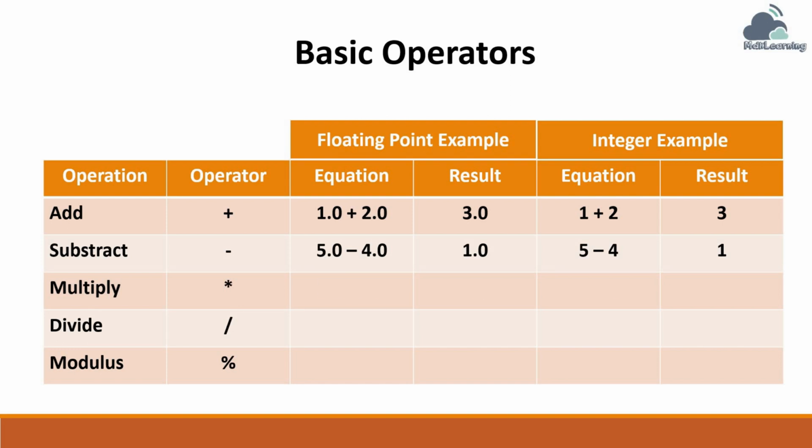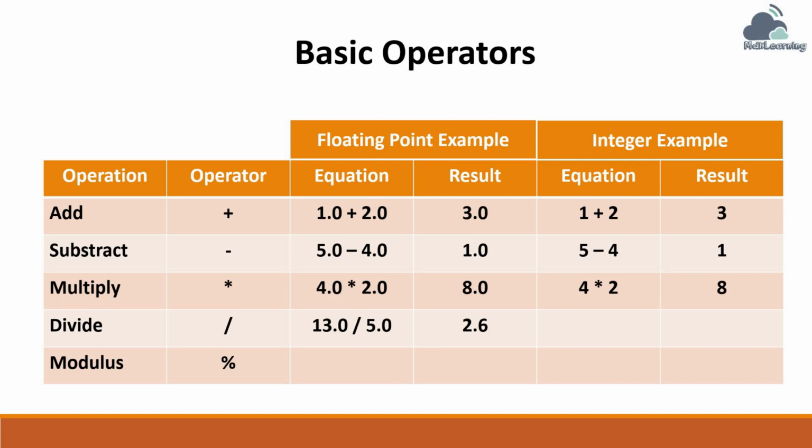And the same sort of thing with multiplication. Multiplying 4 times 2 gives me a result of 8. But then when you get to division, things start to behave a bit differently depending on the data type. So if I'm dealing with floating point, if I divide a value 13 by 5, I'll get a result of 2.6. Right? 5 goes into 13 2.6 times.